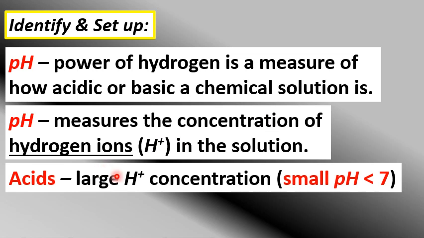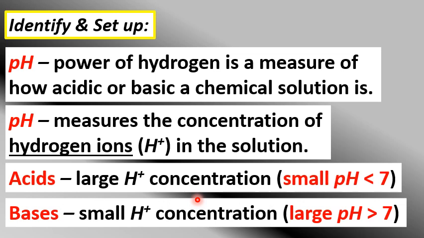Acids have large positive hydrogen ion concentration, and therefore they have small pH value lower than 7. On the other hand, bases or alkaline solutions have small positive hydrogen ion concentrations, and therefore they have large pH values higher than 7.